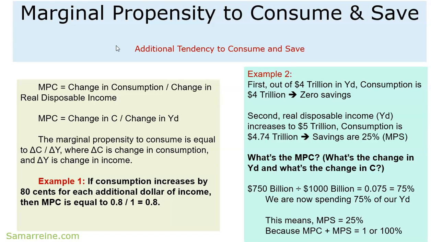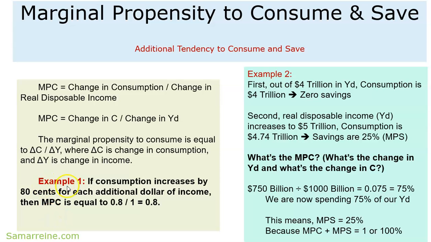So, marginal propensity to consume and save. There is marginal propensity to consume, period. And then there is marginal propensity to save, period. This makes sense because we can either save or consume disposable income, the additional income that we have. MPC, marginal propensity to consume, is the change in consumption divided by the change in real disposable income.